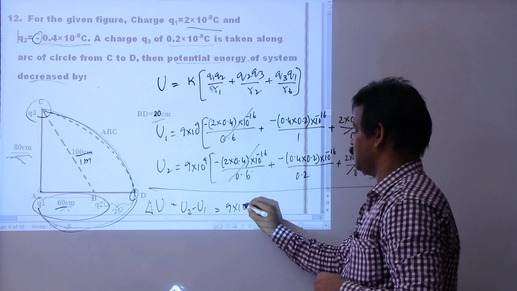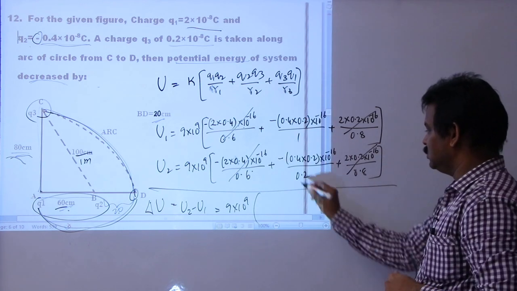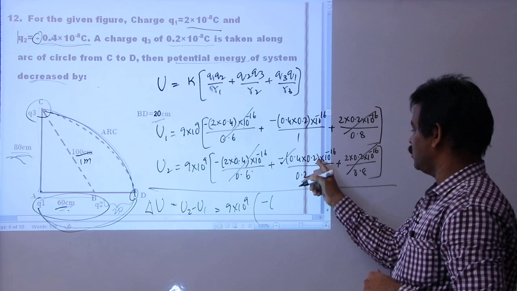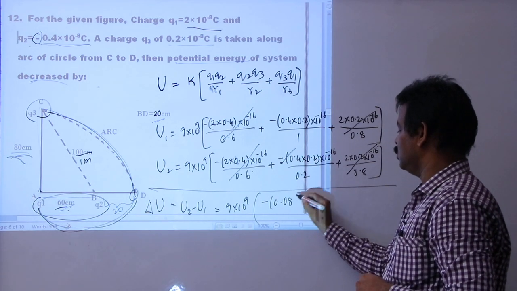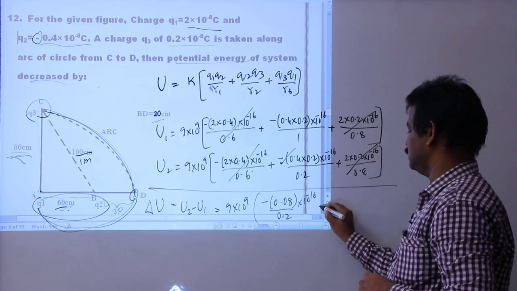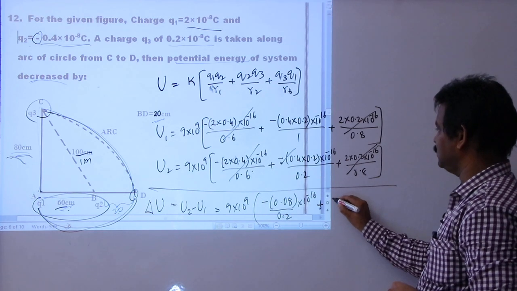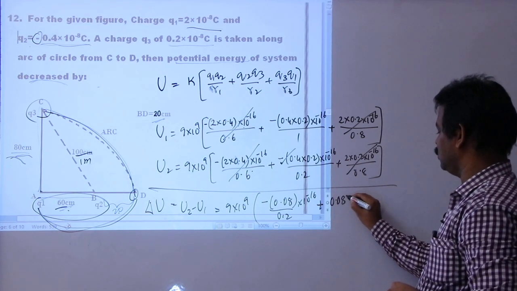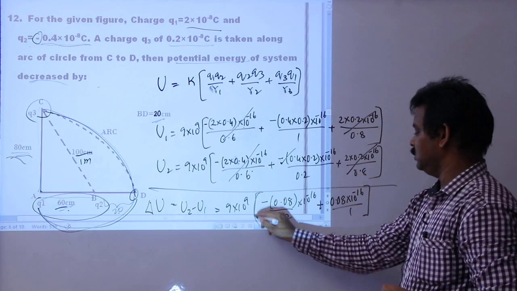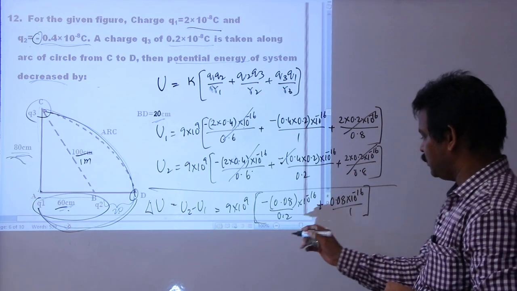The remaining terms are, that is 9 into 10 power 9 common. This minus of minus this. So this is already negative. This value is negative, minus 0.4, 0.2 is 0.08 by 0.2 into 10 power minus 16, minus of minus this will become plus 0.08 into 10 power minus 16 by 1. So this is the change in potential energy of this system.